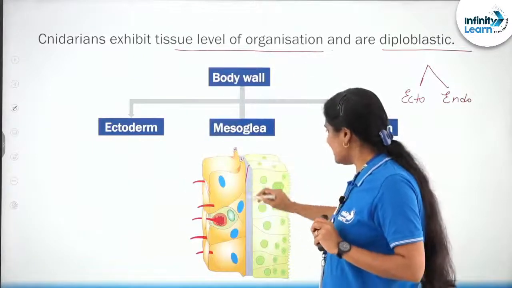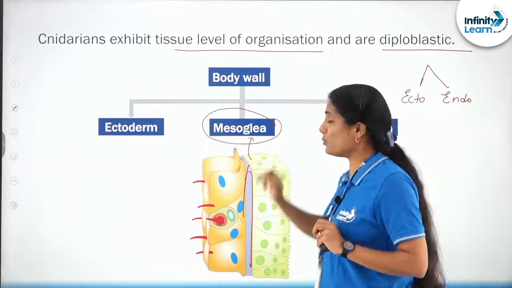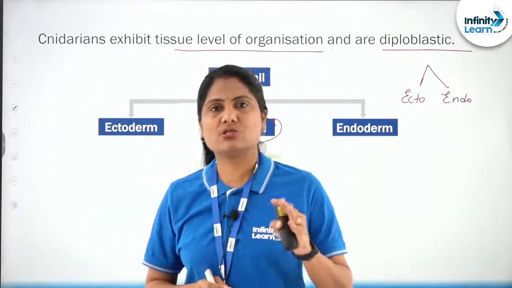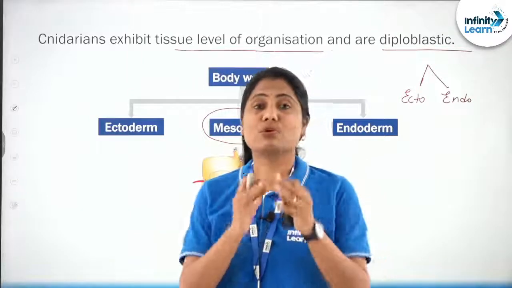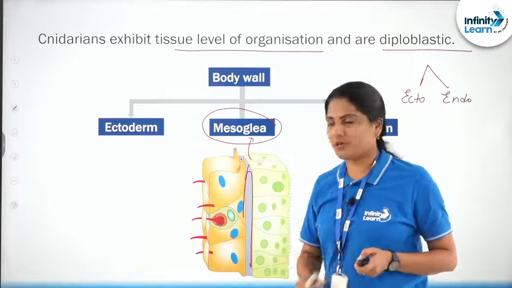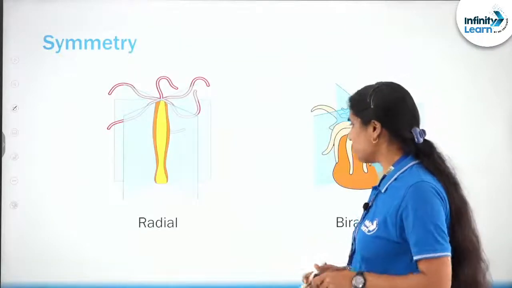Instead, as you can see here, there's a glue-like substance right in between, which is what is referred to as the mesoglea. Easy to remember again, meso meaning middle, glea is the glue-like substance, right? Mesoglea is what is present between the ecto and endoderm. Beautifully drawn body wall just for you to understand that, right?